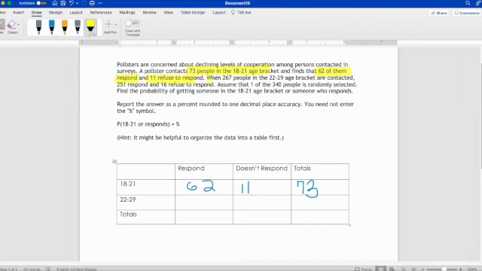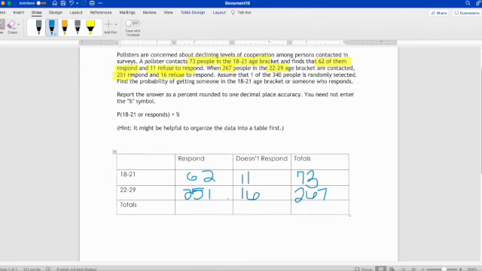Then the next one says there were 267 people in the 22 to 29 age bracket. So let's put that here, 267. And let's see, 251 responded and 16 refused. So I'm going to put 251. Sorry, it's a little messy. I'm trying to write with my mouse. And then I have 16 that didn't respond.